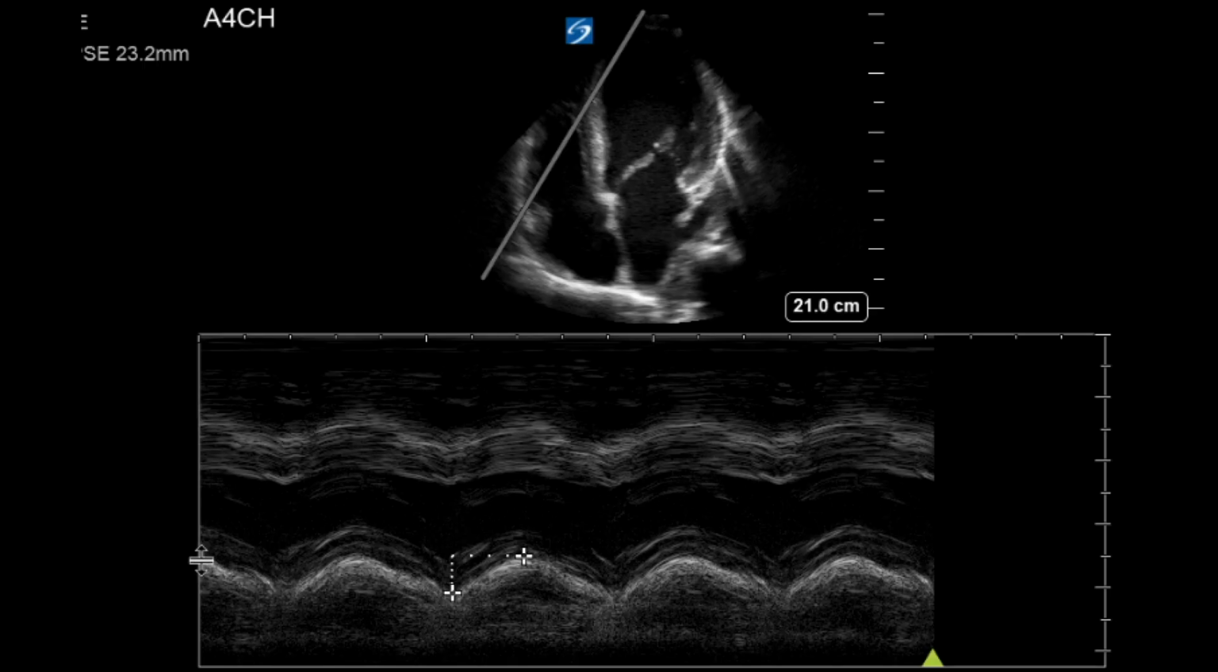So you'll get a graph like this when you put the M mode cursor over this area, where you can measure the distance between a peak and a valley, and you'll get a measurement. In this case, it's 23. So what does 23 mean? 23, I think, is normal, right? Because we want above 16? Yeah. Okay. Yeah, so above 16 is normal.